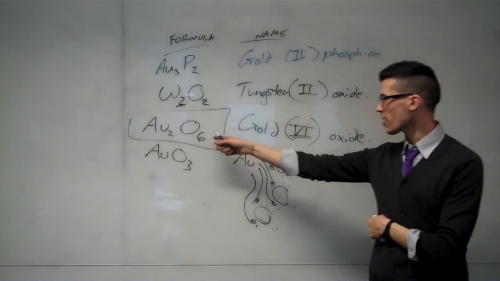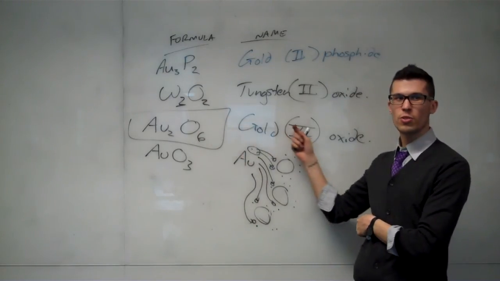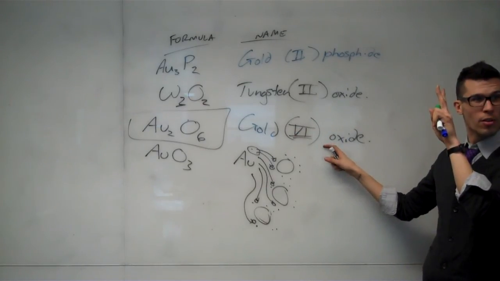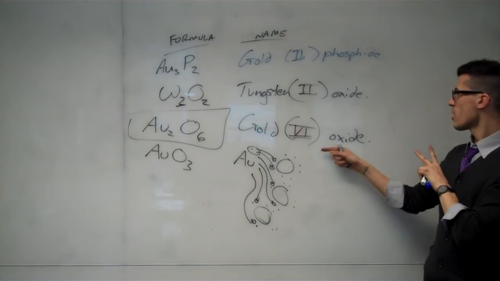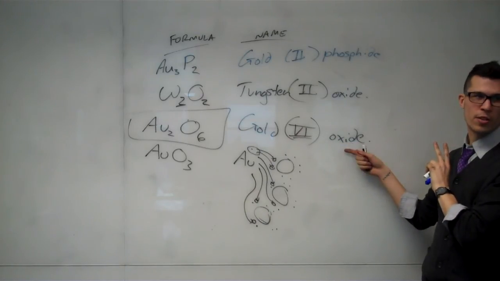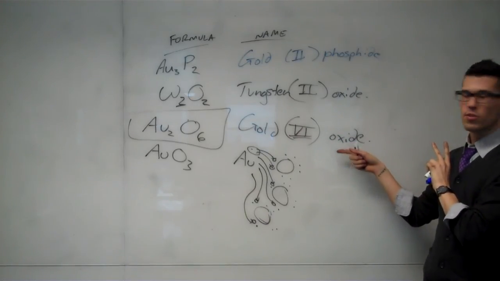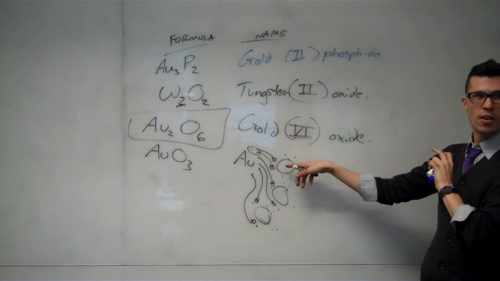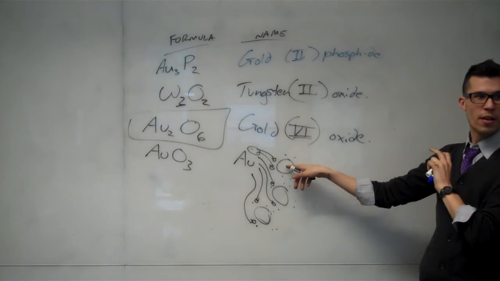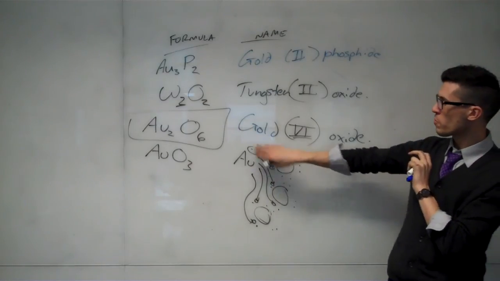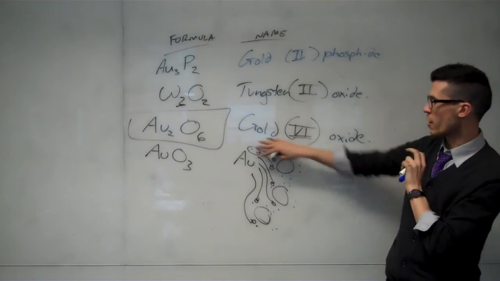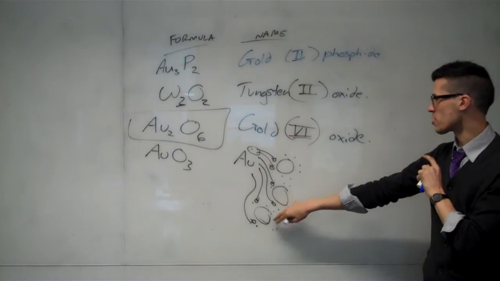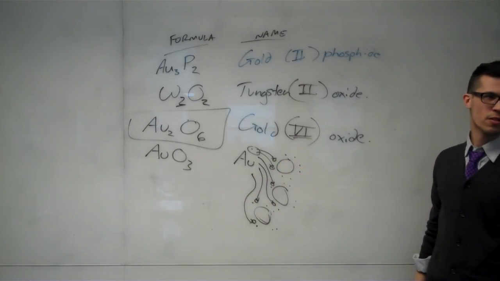Right, but since gold is giving up 6 and each oxygen is taking in 2, that might be the point where you're sticking. Each oxygen is taking in 2 electrons, and this gold is giving up 6. So each oxygen takes away 2 of the gold's electrons: 2 there, 2 there, 2 there. So you're only going to need 3 oxygens to take up all of the gold's electrons.